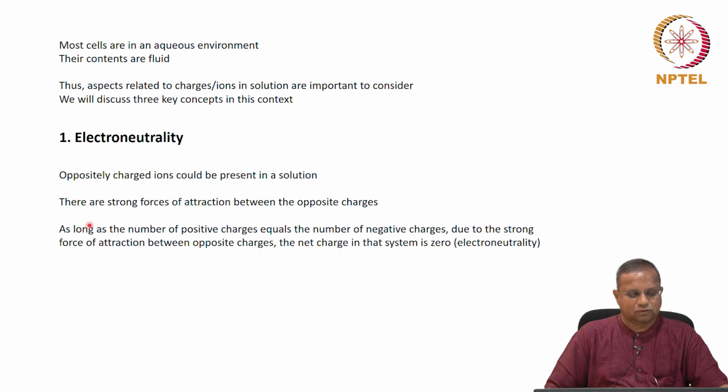Note every single aspect of this sentence is important to avoid confusion. As long as the number of positive charges equals the number of negative charges, due to the strong force of attraction between opposite charges, the net charge in that system would be zero. This is the condition of electroneutrality. In other words, electroneutrality is valid when the number of positive charges equals the number of negative charges.